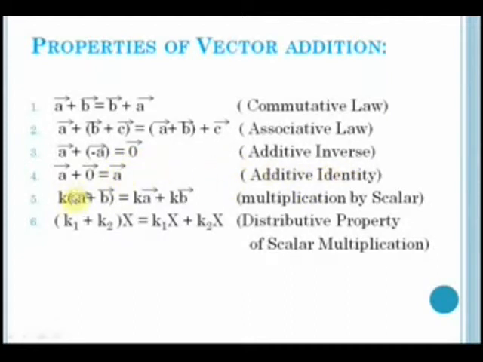The fifth property is k times (a plus b) is equal to k times vector a plus k times vector b. Here k is any scalar quantity. So this is not a vector, it is a scalar quantity, and when it is multiplied with the sum of a plus b, then this is equal to k times vector a plus k times vector b, and this is known as the multiplication by a scalar. The next property is (k1 plus k2) times x is equal to k1x plus k2x. Here x is any vector and k1 and k2 are any two scalar quantities. So this is known as the distributive property of scalar multiplication. So these were some of the properties of vector addition.